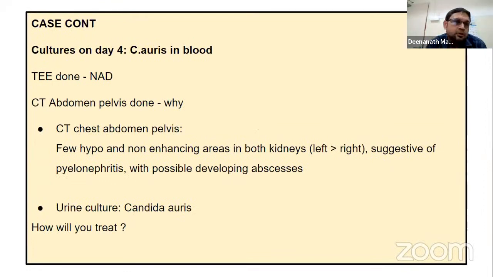Now, on micafungin, his cultures on day 4 are still growing Candida auris in blood. At this point of time, a transesophageal echo was done. And then we did a CT abdomen pelvis. Why? Because that's one of the sites where micafungin would have very poor penetration, the genitourinary system. So his CT abdomen and pelvis was showing some enhancing areas in both the kidneys, suggestive of pyelonephritis with possible developing abscesses. And urine culture subsequently also grew Candida auris. So this was a disseminated Candida auris, although it's somewhat odd to have primary urinary involvement with Candida auris.